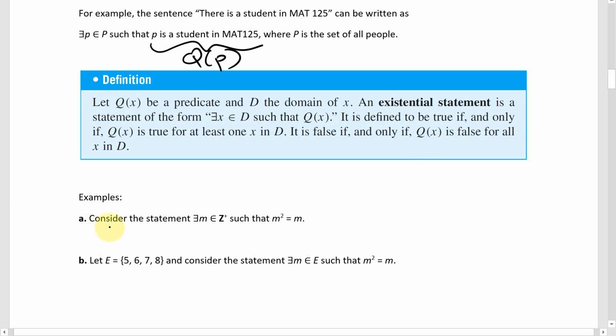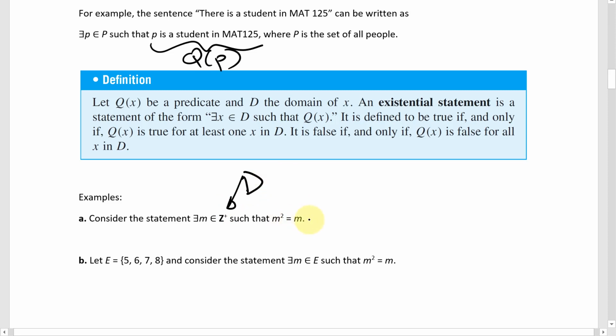A says, consider the statement there exists m element of Z plus. So Z plus refers to the positive integers. So there exists some number that is an element of the positive integers such that when you square it, you get the number itself. Well, in the positive integers, is there any number that when you square it, it's equal to itself? Well, yeah, of course, 1. If you square 1, you get the same thing. So this is in fact a true statement because it is true for at least one value in the set D. The Z positive is the D in this particular example.